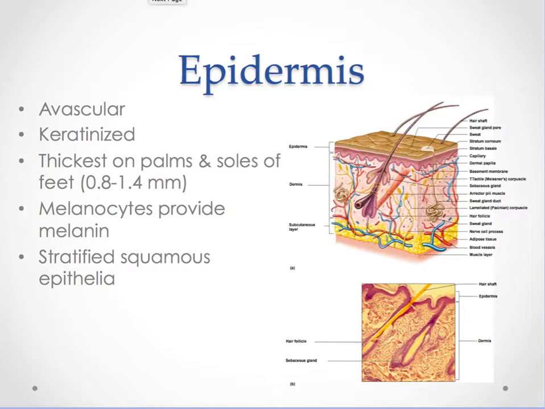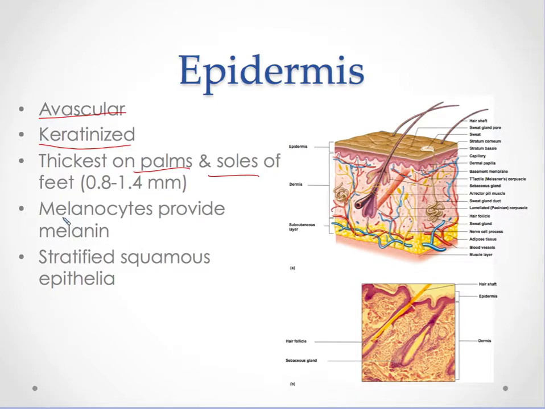So for starters, we have what's called your epidermis. Epidermis is avascular, meaning there's not a blood supply to it. It's keratinized, being covered in keratin, which is hardened, dead and hardened essentially. The thickest layers of your epidermis are found on the palms of your hands and the soles of your feet. And so those range from 0.8 to 1.4 millimeters in thickness.